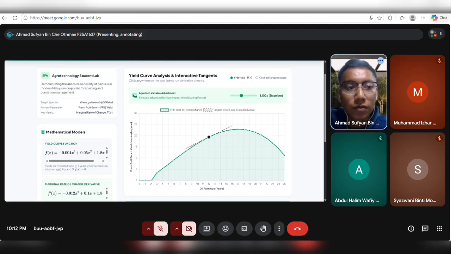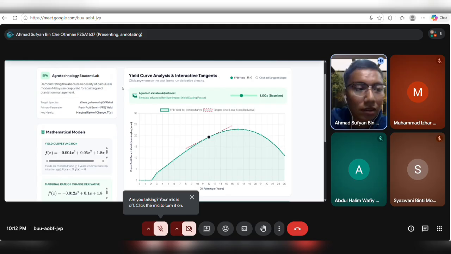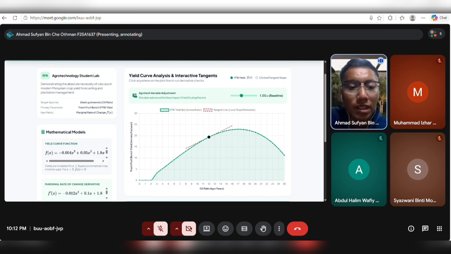Today, I am going to present my bioscience problem, which is Agro Derivative, which is yield curve analysis and interactive tangents. A summary of the chosen bioscience problem. This core bioscience problem focuses on the decline in productivity and increasing operational difficulties of aging oil palm, Elaeis guineensis, plantations in Malaysia.